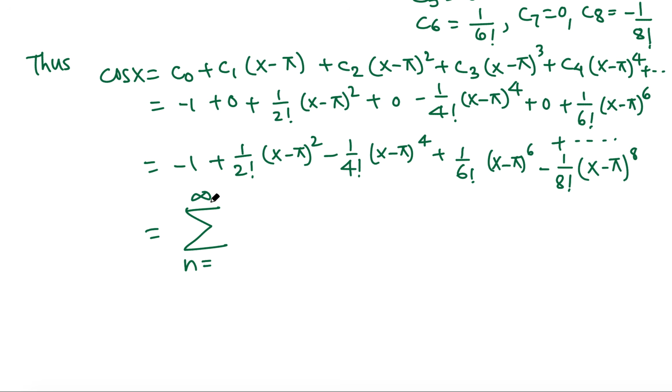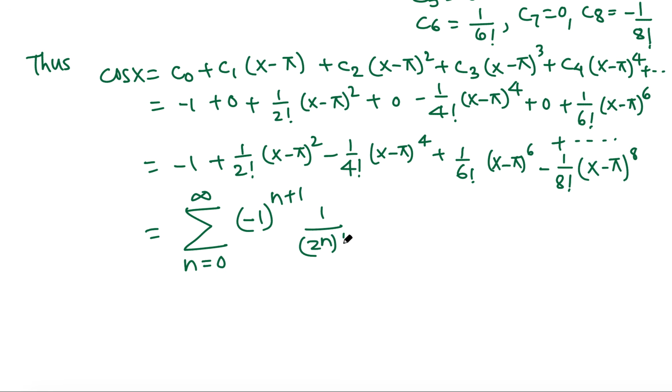Okay, we need to write the closed form. We are getting negative, positive, negative, positive, so negative 1 to the n. If we start with 0, then n plus 1. So when n equals 0, negative 1 raised to 1 gives negative. And then the factorials: 0 factorial, 2 factorial, 4 factorial, 6 factorial. So these are just multiples of 2, so 2n. It should be 1 over the same thing: 2, 4, 6, 8, those are just multiples of 2.